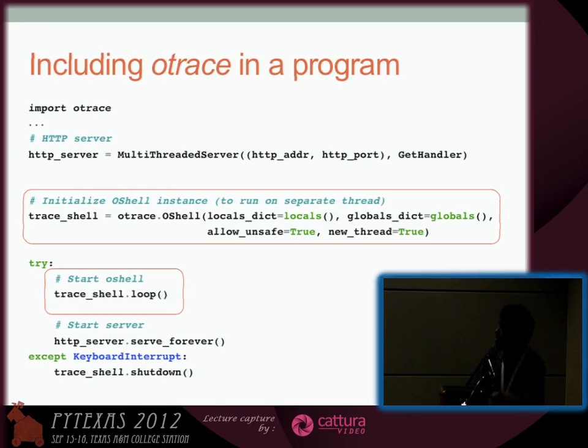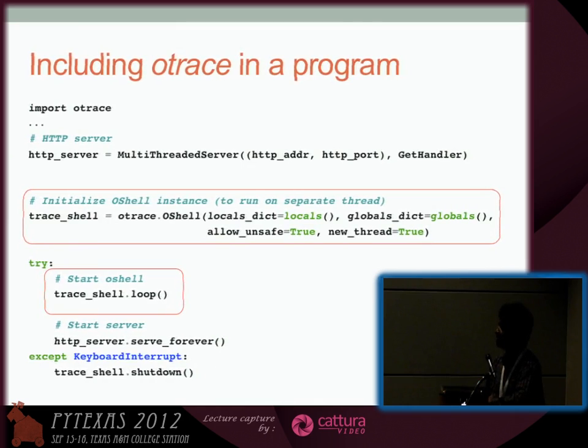The way you put it in a program is just import this file called OTrace. Typically, you'd use OTrace only with programs that have an event loop. It's not very useful when you don't have an event loop. It's better off to use PDB. It runs in its own thread, so it doesn't interfere with the main program, the main event loop.